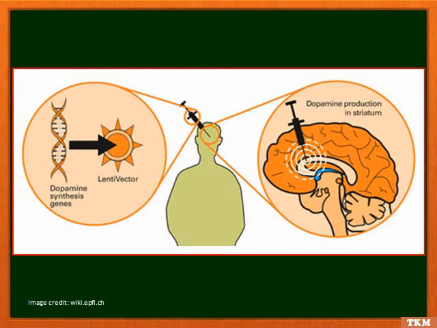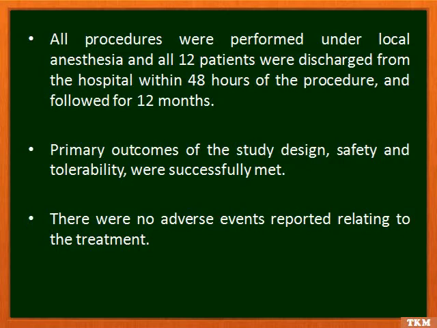The dopamine synthesizing genes were included into the lentivector, and these transduced genes were then injected into the brain of the patients who participated in the clinical trial, and it resulted in production of dopamine. All procedures were performed under local anesthesia, and all 12 patients were discharged from the hospital within 48 hours of the procedure, followed by a follow-up of 12 months.